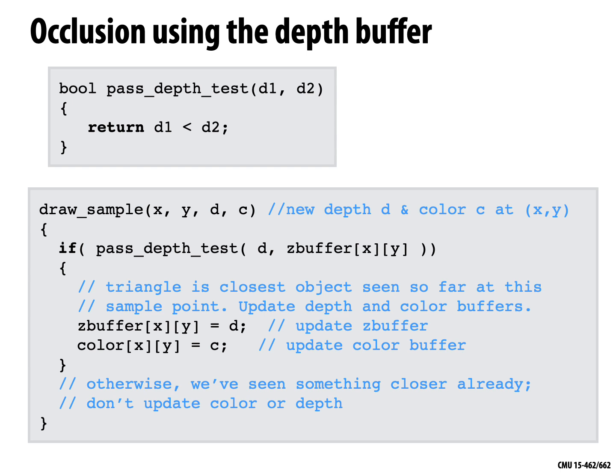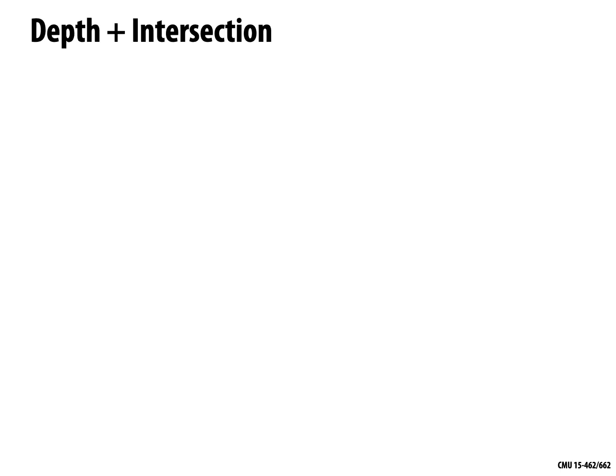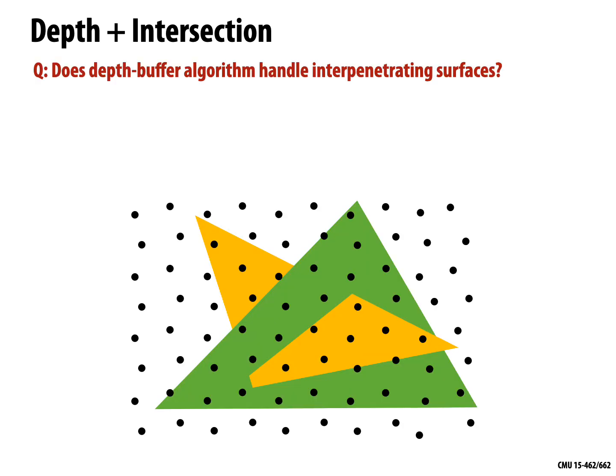All right. So some questions about this process. For one thing, does the depth buffer algorithm, as we've described it, handle interpenetrating surfaces? In our earlier examples, each triangle is entirely in front of or behind each other triangle. But what if we have two triangles like this green and yellow triangle that intersect each other?